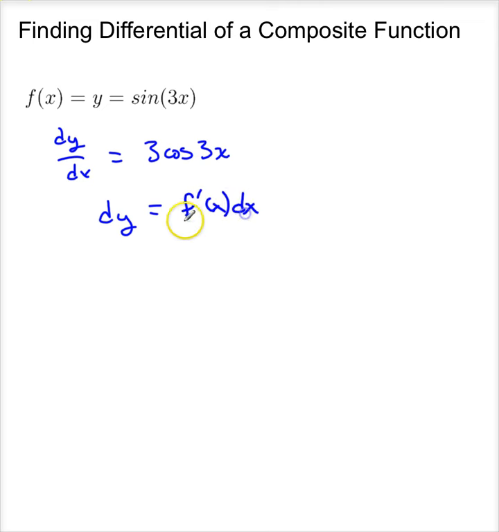Now sometimes we have composite functions. Suppose I have y as f of x is sine of 3x. Well, dy dx is 3 cosine 3x. So you do the same rules. So the differential form is equal to f prime of x dx. So this is 3 cosine 3x dx is equal to dy.